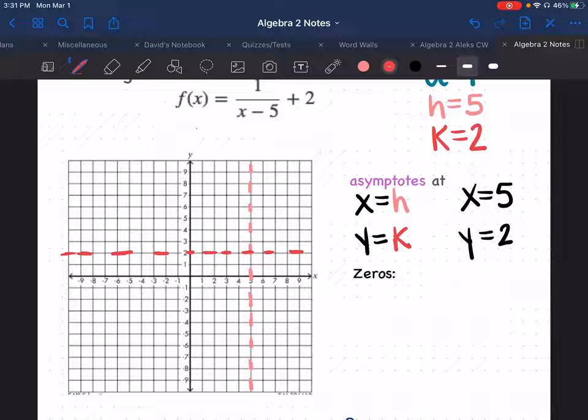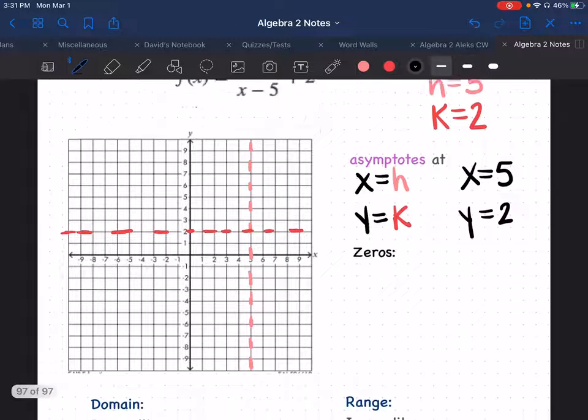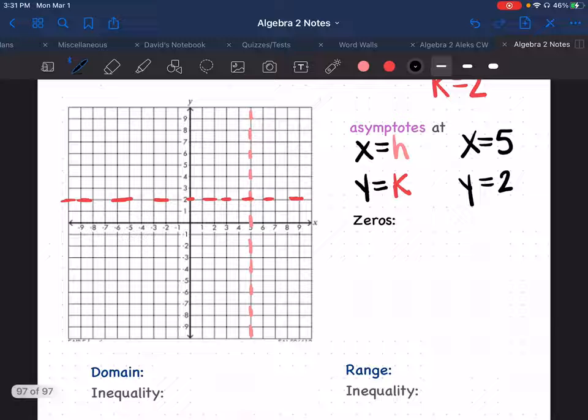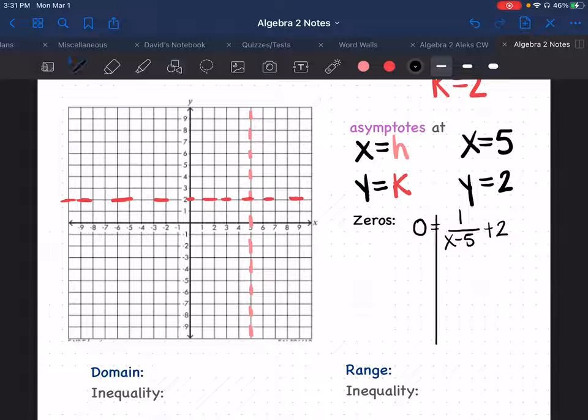Okay, my zeros. So for this one, I will actually have to solve it, and I'm going to try to do this as best I can. Okay, so I went ahead and I changed my f of x to 0, and I'm going to go ahead and solve this equation. So I'm going to draw a line through there just to make sure that I'm keeping everything nice and even.